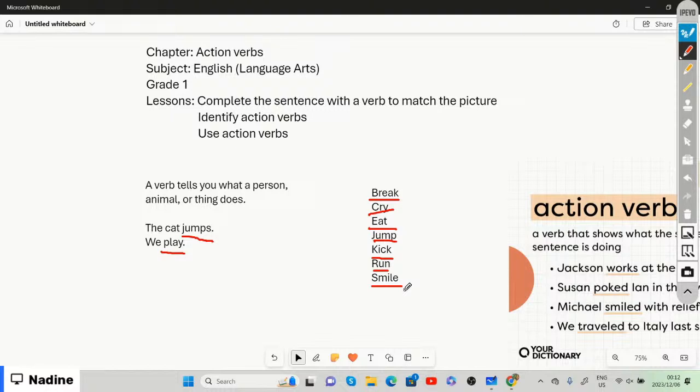So remember that a verb tells you what a person, animal, or thing does. It can be sit, can be look, can be listen, can be cry, can be laugh. But that is the action that either someone, which is a person, or an animal or thing does.